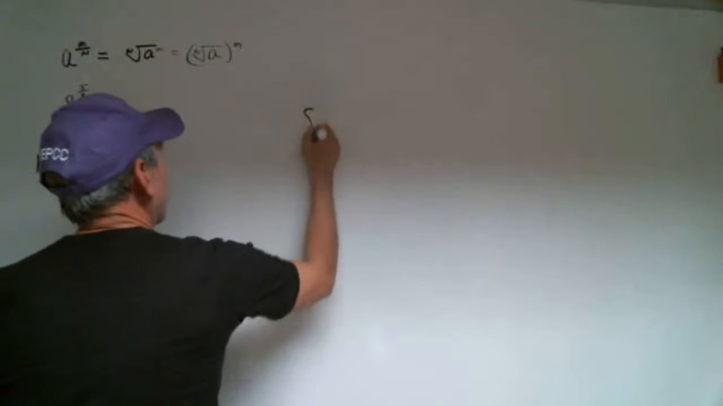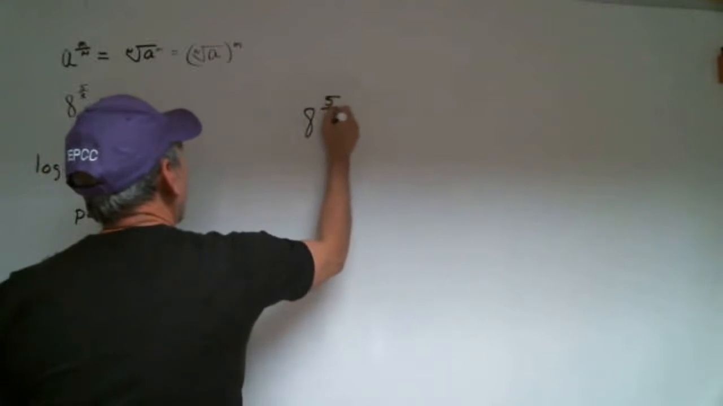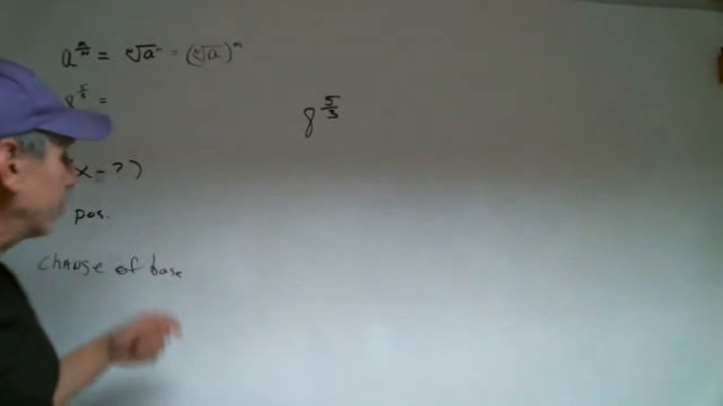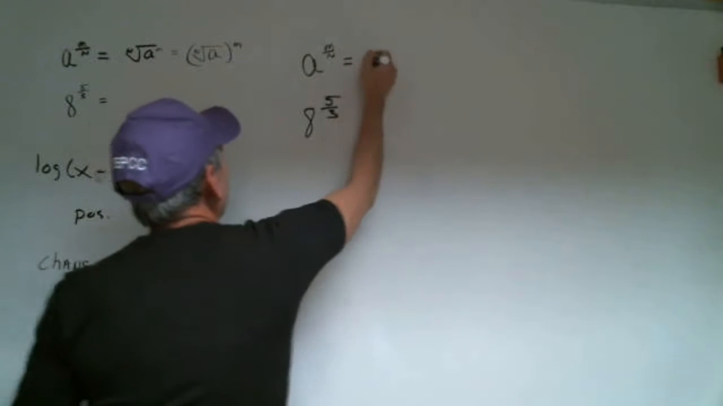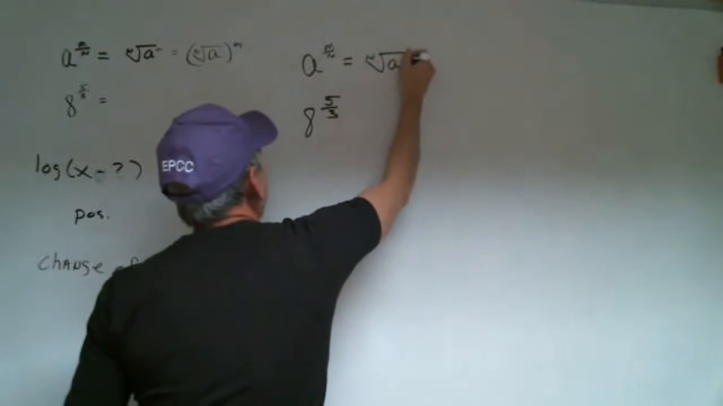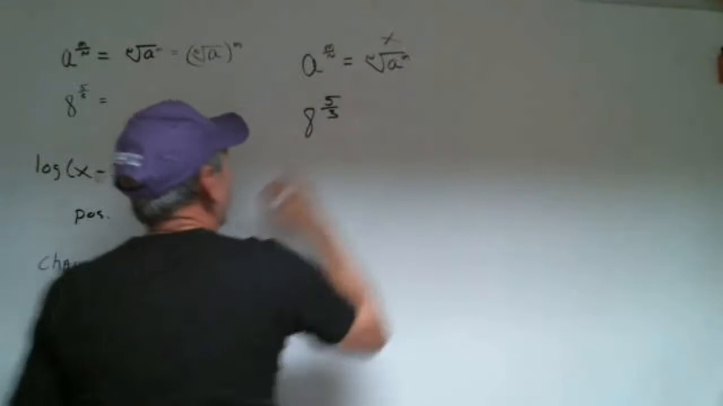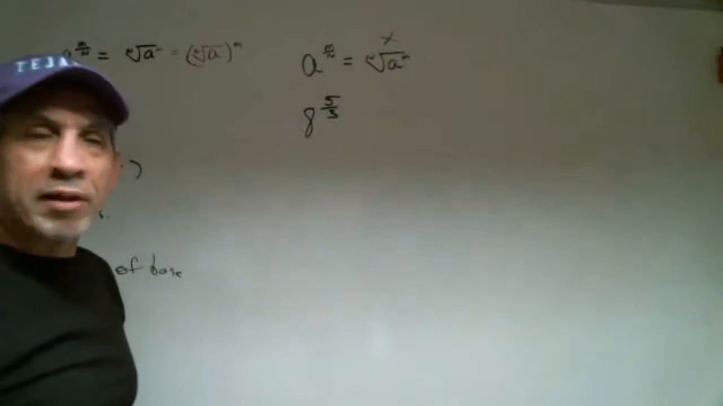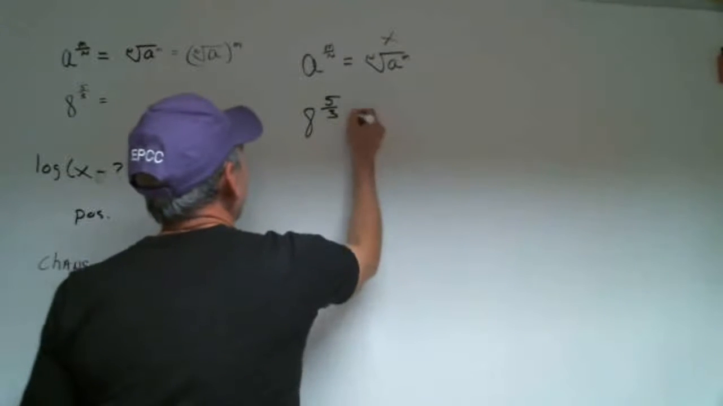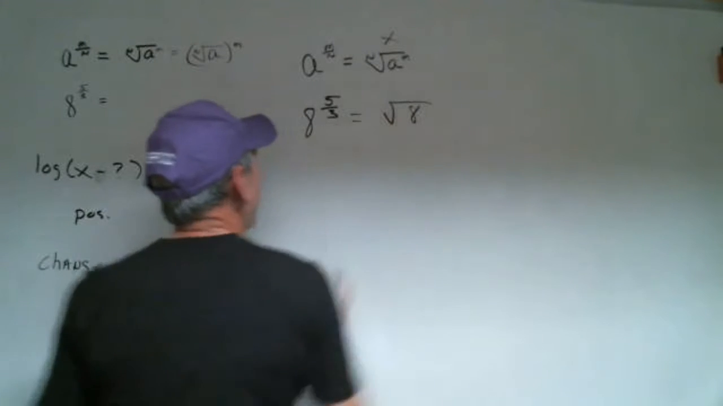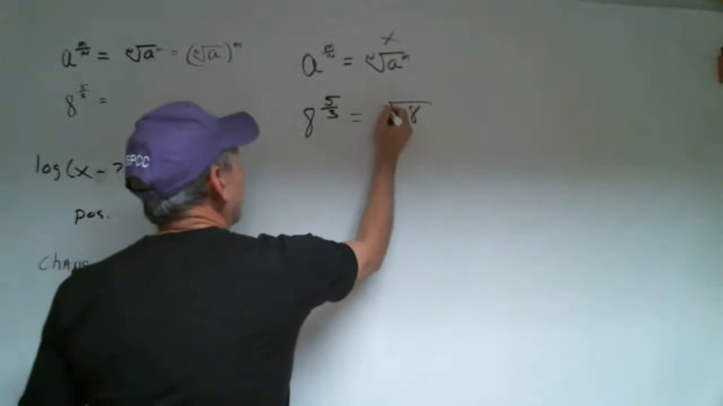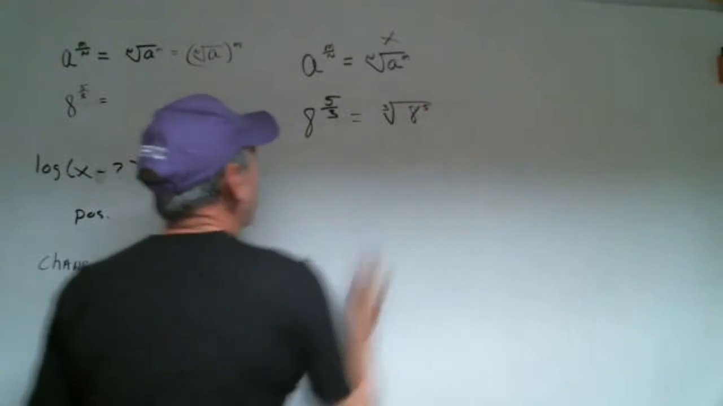Let me do this one first. Remember we had 8 to the 5 over 3. I showed you that if you plug it in the calculator, it's going to give you the answer. Remember that? How do you do it by hand? We're going to apply this rule: a to the m over n is equal to the nth root of a to the m. But I don't like to use this one, because it can get a little bit complicated. Let me show you what I mean. This is my radicand, this is my index, and this is my exponent.